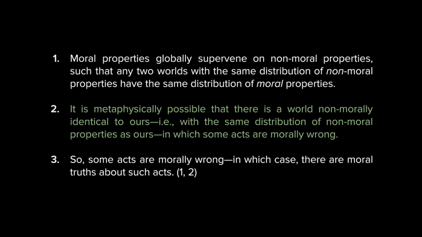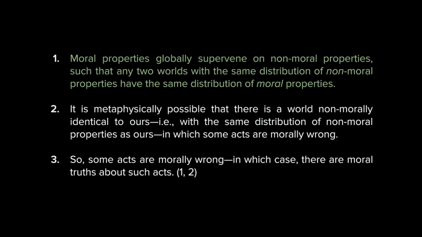Now, of course, this argument here isn't making use of S5. Instead, it's making use of supervenience. But it's roughly the same idea. This is kind of like a modal ontological argument for moral realism. This first premise gives us a kind of necessity premise. It asserts a necessary connection between non-moral properties and moral properties.